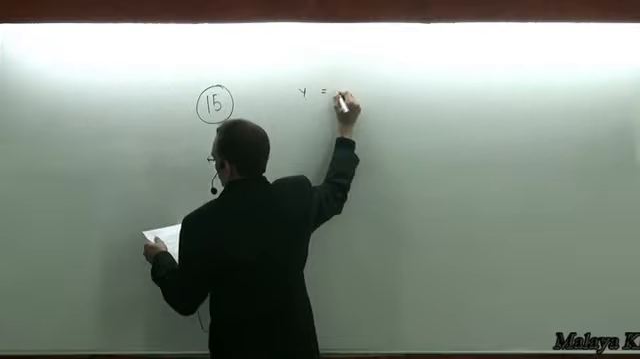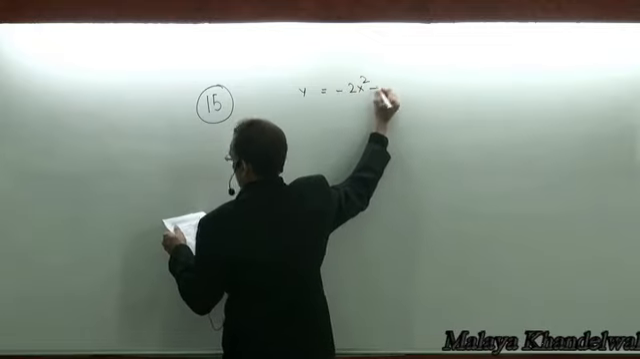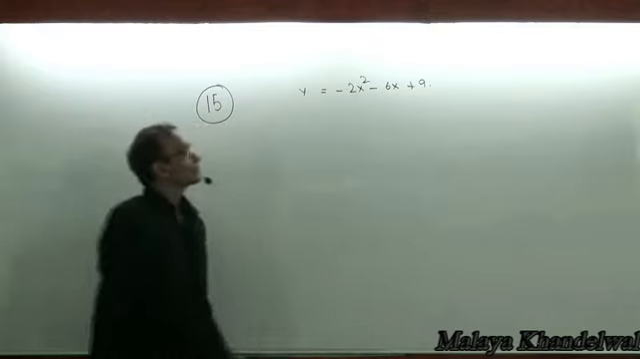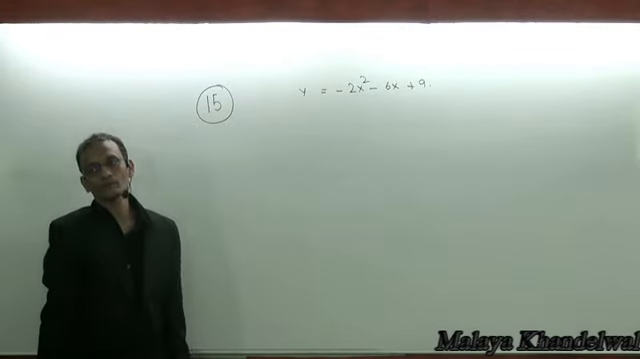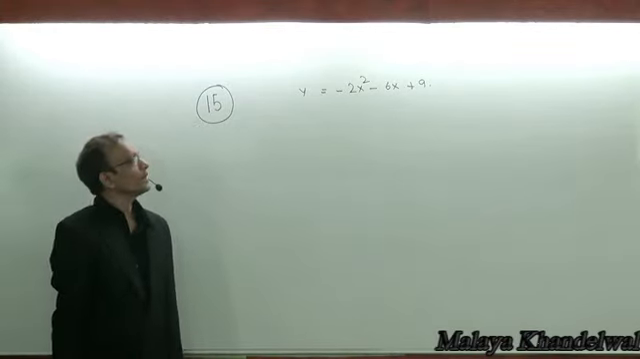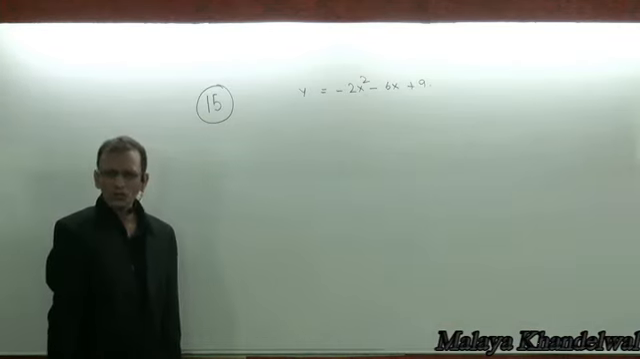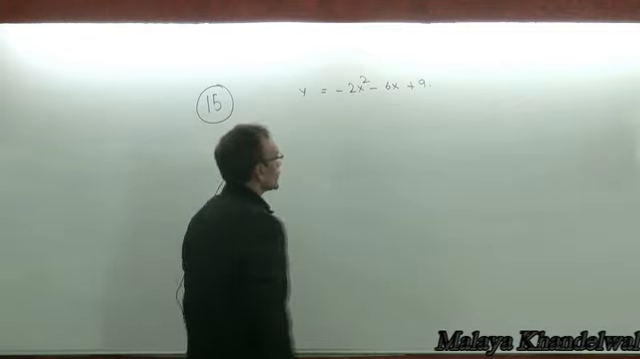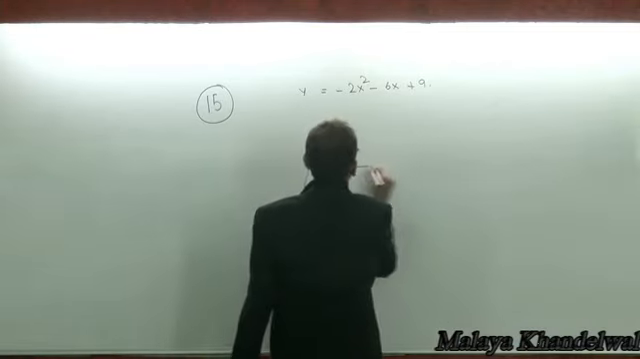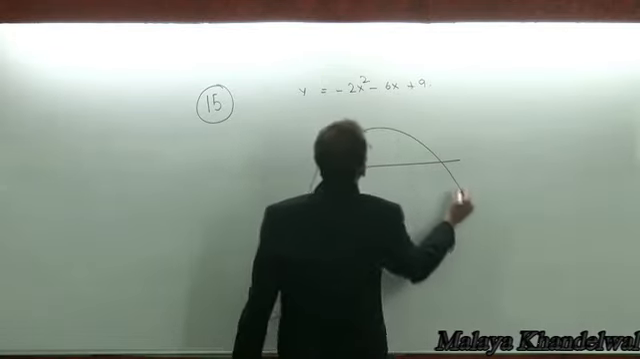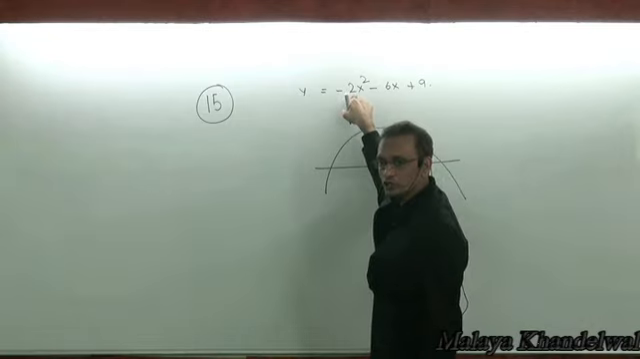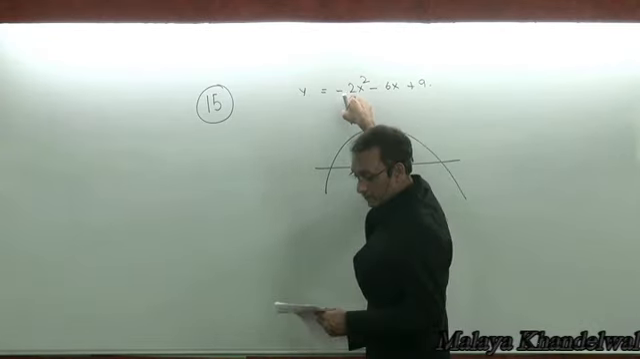y equal to minus 2x squared minus 6x plus 9. Right? If I have to draw the graph of this, what kind of a graph will it be? Downward opening parabola, right? Now, the graph of this would be a downward opening parabola because a is negative. The coefficient of x squared is negative, right?